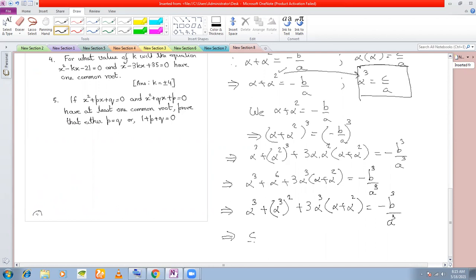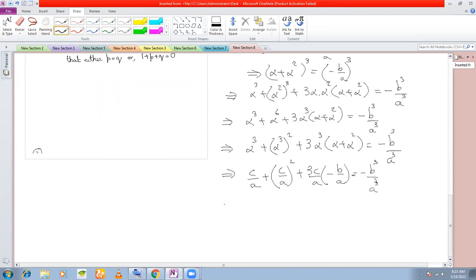Alpha cube is c by a. Alpha cube square is c by a square plus 3c by a. And alpha plus alpha square is minus b by a, which is equal to minus b cube by a cube. Okay, you take the LCM on both sides and simplify. You will get b cube plus a square c plus ac square is equal to 3abc.